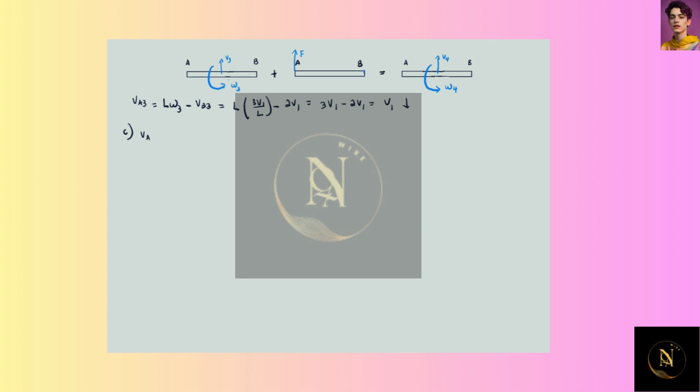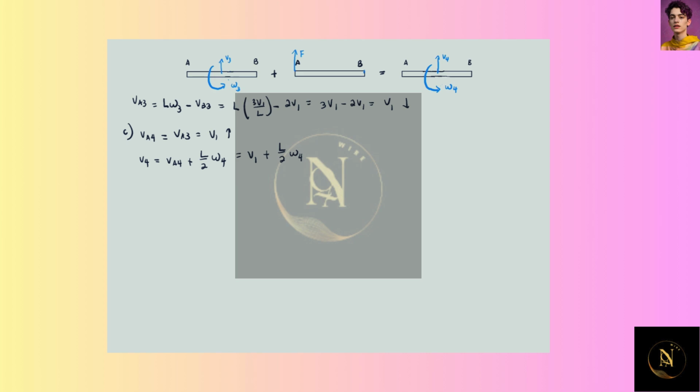So, VA4 is equal to VA3, which is V1 directed upward. Since the center of the rod is at a distance L over 2 away, and because V4 is in the same direction as VA4, the equation for V4 would be V4 equals VA4 plus L over 2 omega 4. So, this would be equal to V1 plus L over 2 omega 4.